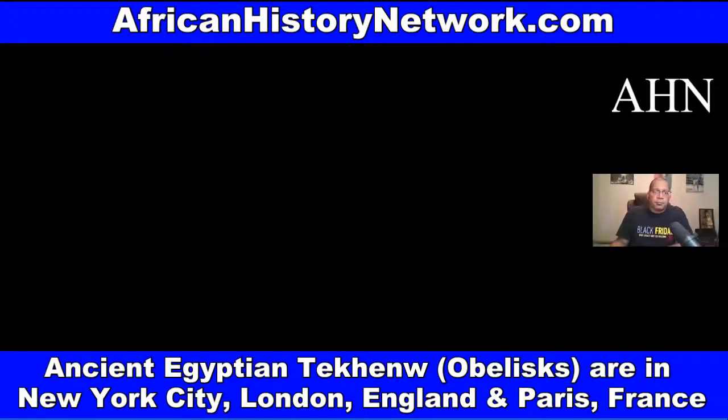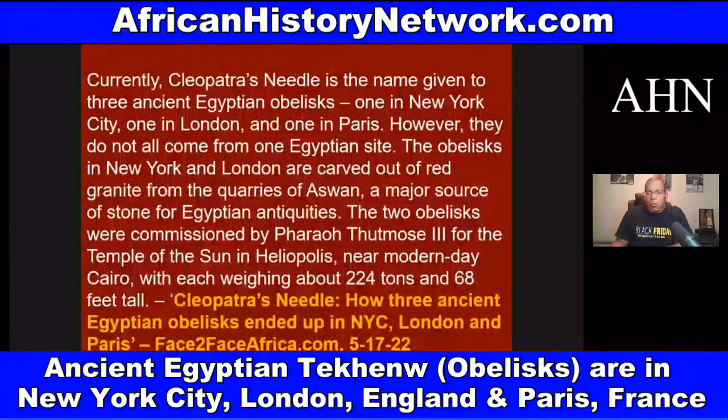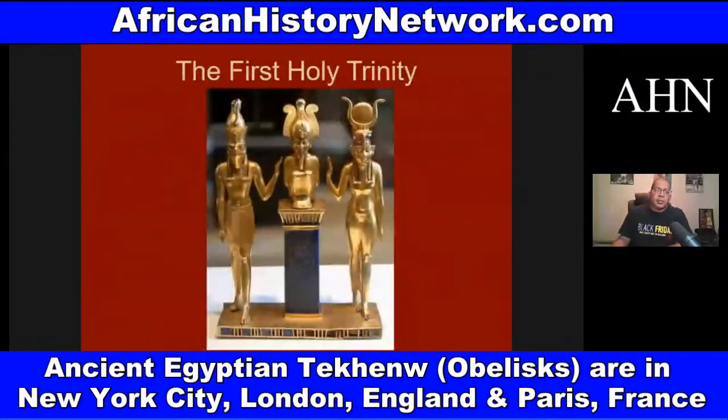Okay, let's continue. So here is a famous statue of Asar, Aset, and Heru, who the Greeks called Osiris, Isis, and Horus. And they're known as the First Holy Trinity.